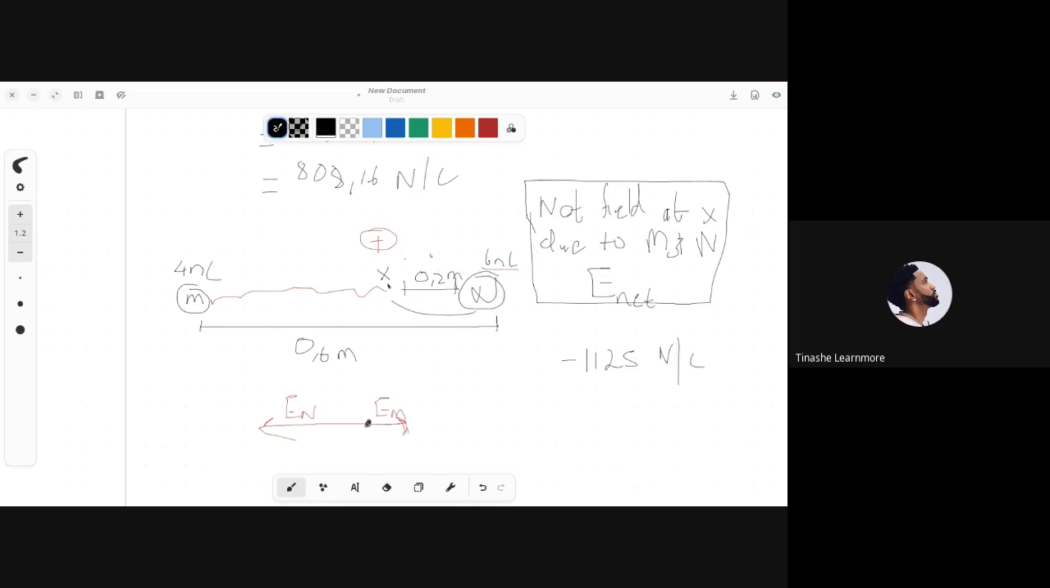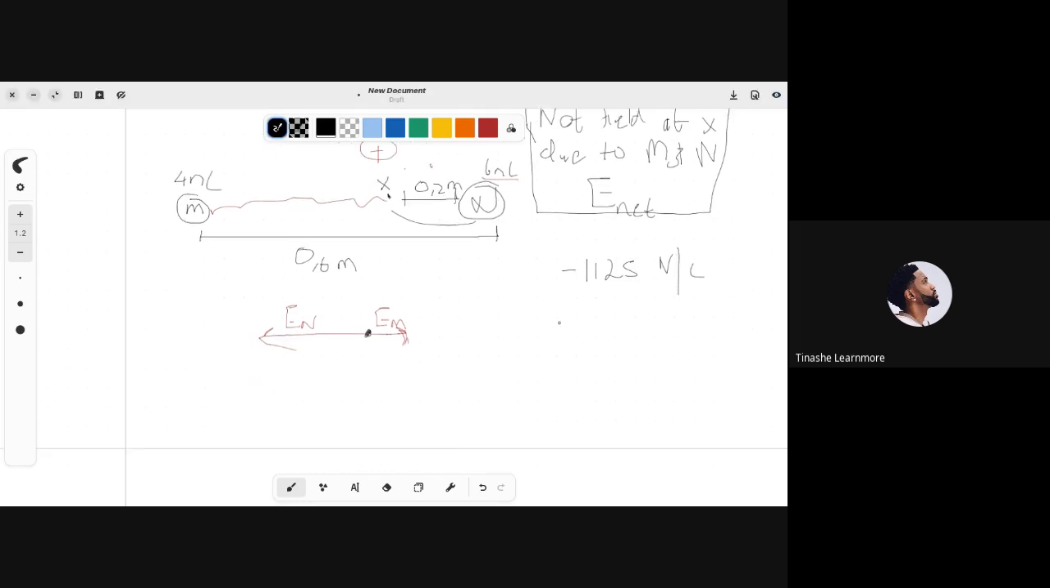Okay. Let's work on it then, and let's see if that answer he has is correct. So let's work on the N first. Yes, Pedro. There are two possible answers, negative and positive. If you choose the left to be positive and the right to be negative. Okay.